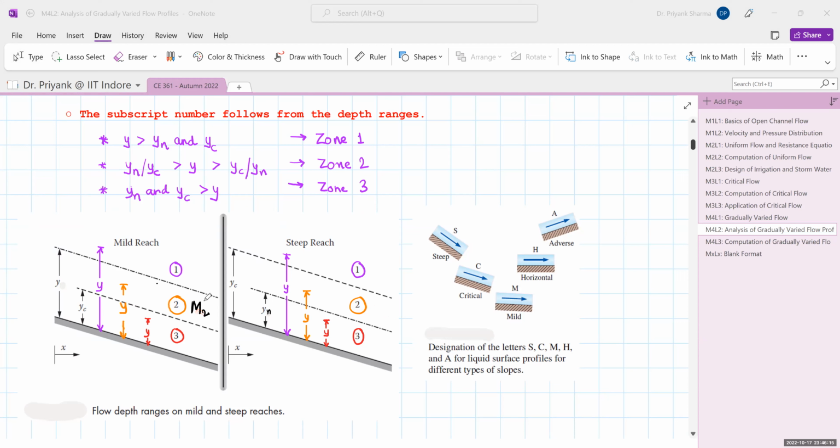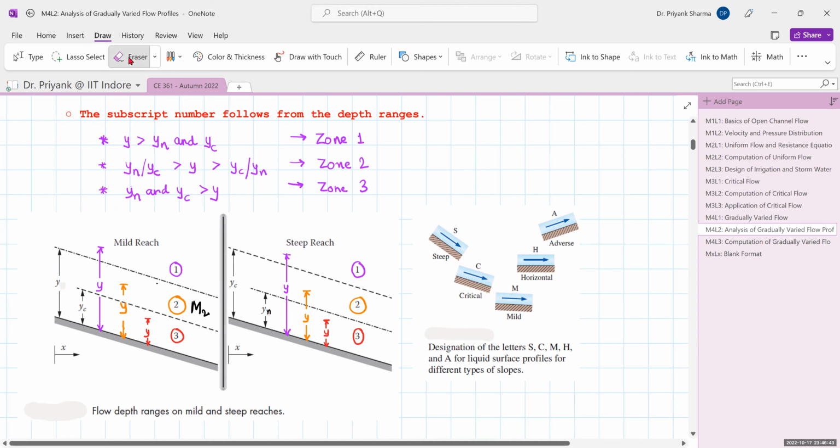Now the third part where your yn and yc both are greater than y, so in that case it is in zone 3, so it can be either m3 or in this case it can be s3. So these are the nomenclatures. So based on that, first you classify the type of slope and the type of zone, and then you can name the particular GVF profile. Okay, so it is very simple, and we'll move forward.